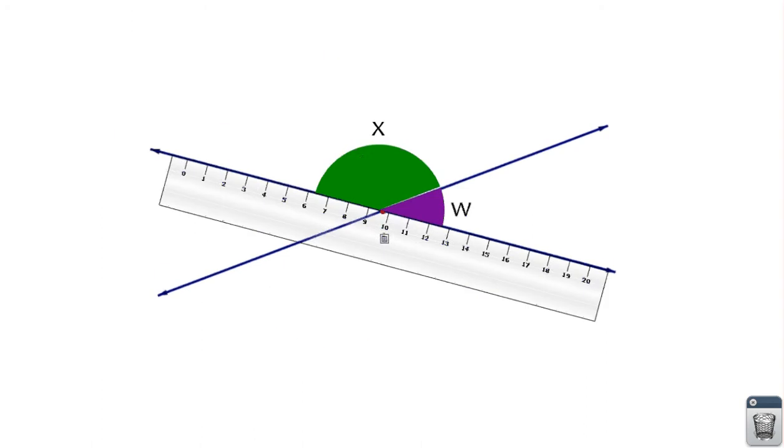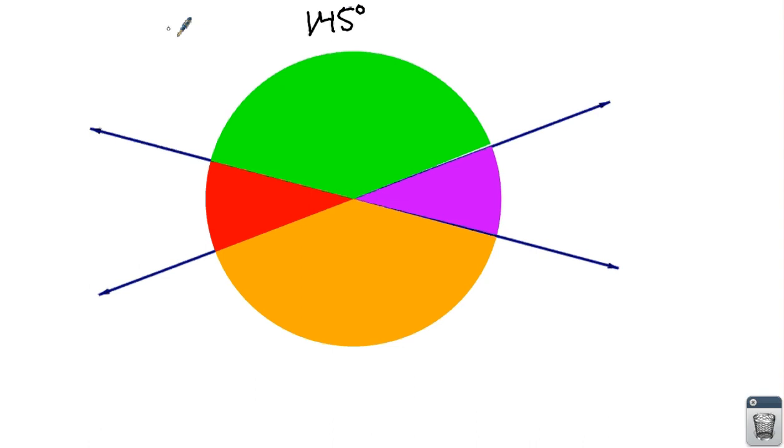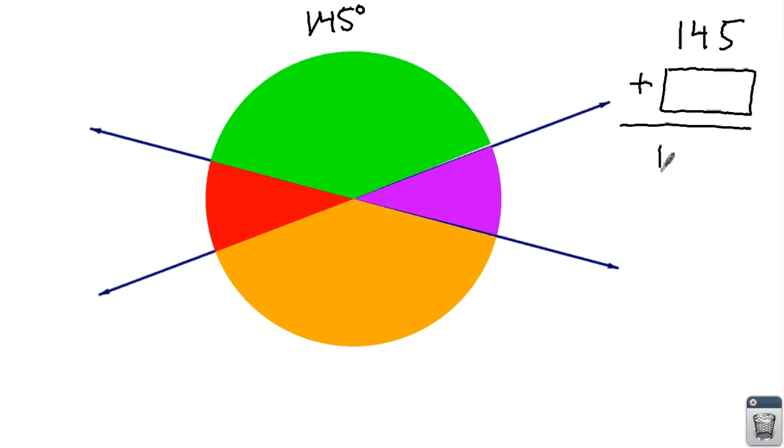So one observation we can make about the figure is that when we turn through the green angle and then through the purple angle, we've made exactly half a turn. And we know that because those two angles make up a straight line. Half a turn is 180, so we would expect that the green angle plus the purple angle should make 180 altogether. 145 plus something for the purple angle should equal 180. Let's see if we can solve this.